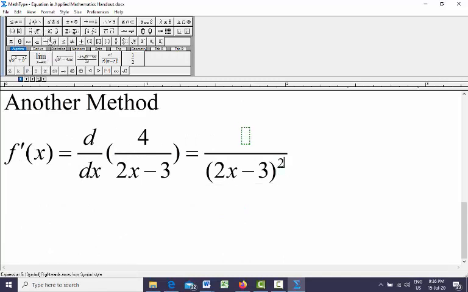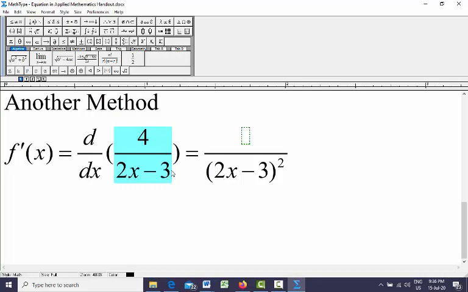You will get a square. Remember, this is the formula for division. This is the rule of division for differentiation. Here we have 4 divided by 2x minus 3, so this is division, and we can apply the rule of division for differentiation.